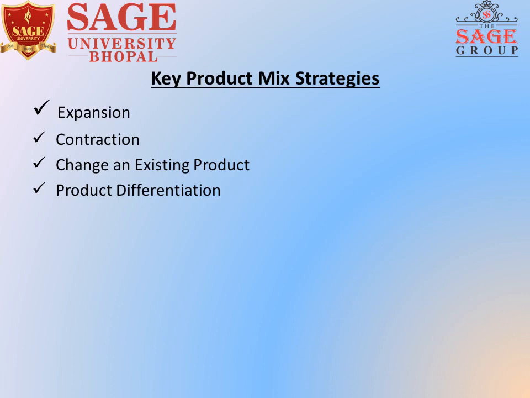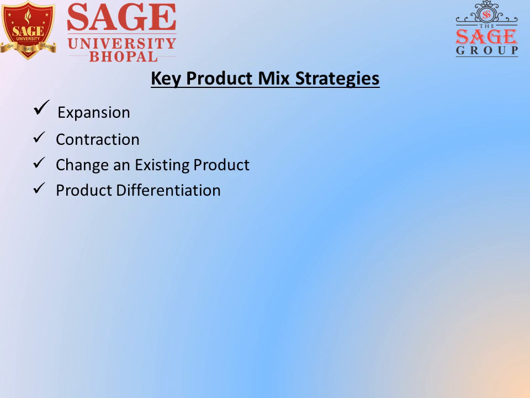What are the main product mix strategies? There are four strategies for product mix. First one, expansion. A company increases the number of product lines or depth, that is, product variations within a line. Second one is contraction. A company narrows its product mix to eliminate lower performing products or lines or to simplify remaining products or lines.